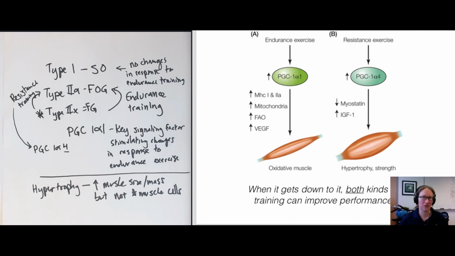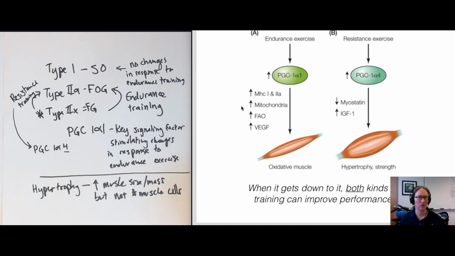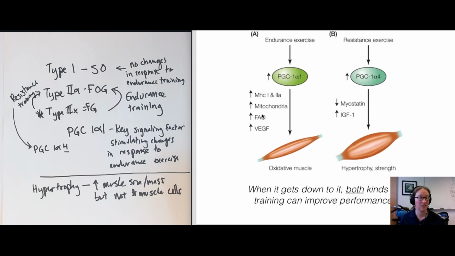So here's a summary figure from our textbook that's just highlighting the signaling pathways and the major changes that occur in response to endurance versus resistance exercise. So just to reiterate, during endurance exercise, there will be an increase in PGC1-alpha-1. That's actually going to favor production of myosin heavy chain isoforms type 1 and 2A, right, which facilitate sustained force production, increase in mitochondrial densities, an increase in fatty acid oxidation, right, linked with the increased lipid droplet storage, and then an increased production of VEGF, so stimulating an increase in capillary density.